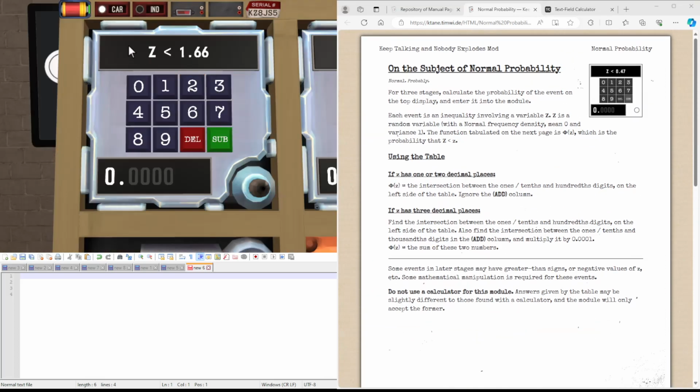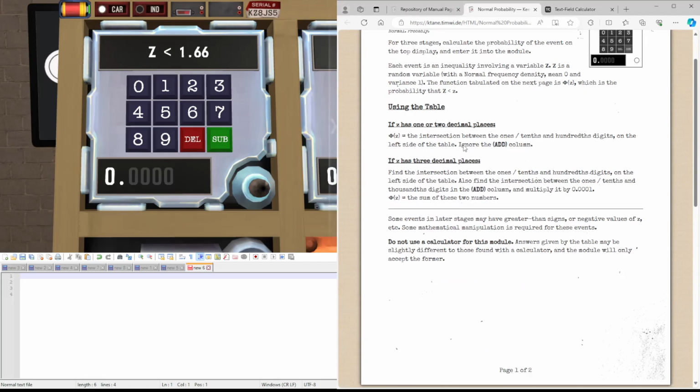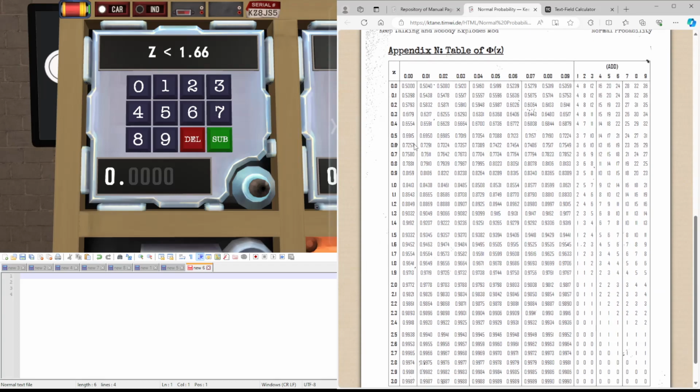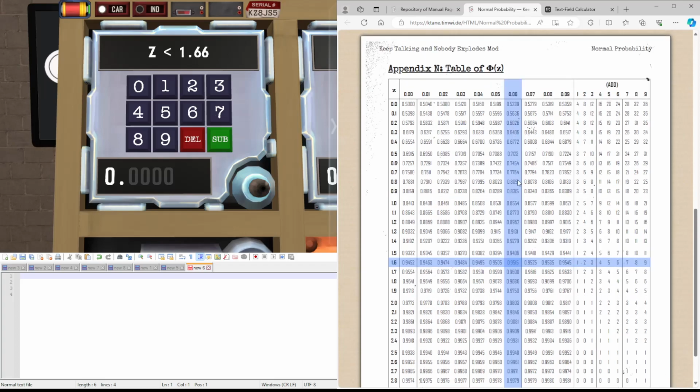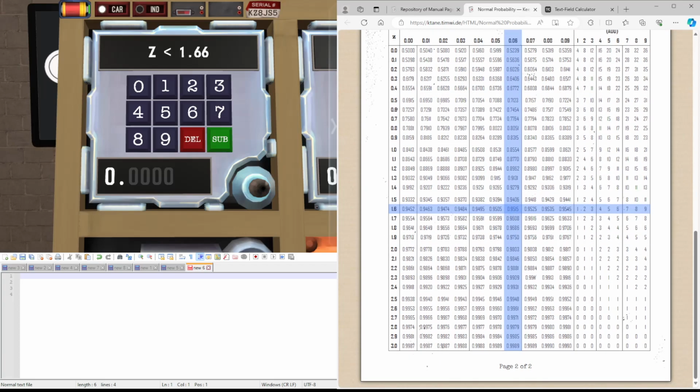So, the first stage here is quite simple. Since we have one or two decimal places, we're just going to find the intersection between the 1/10th part and the 100th part and just type that in. And since it's in the form of big Z less than something, we could just read it straight from the table. So we have 1.6 and 0.06. So our first answer is 0.9515.